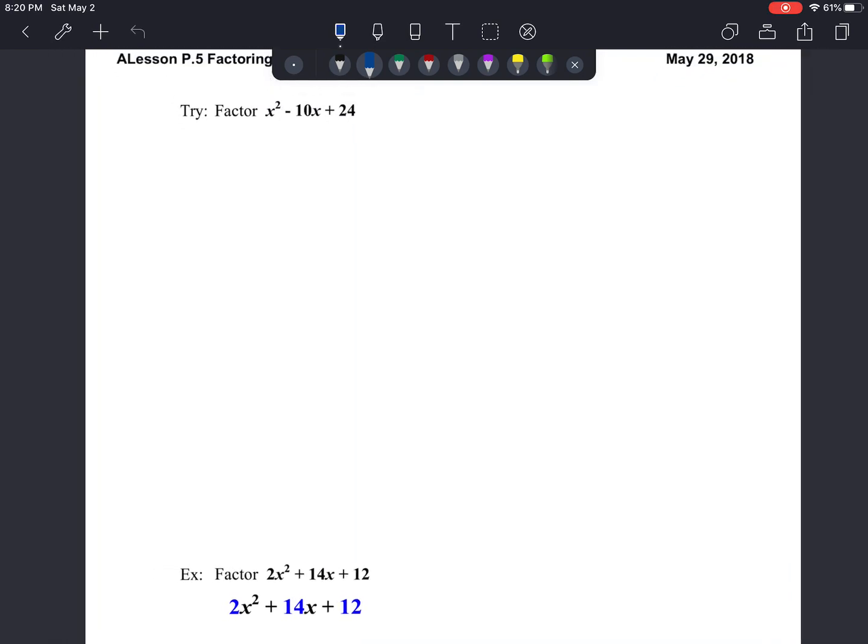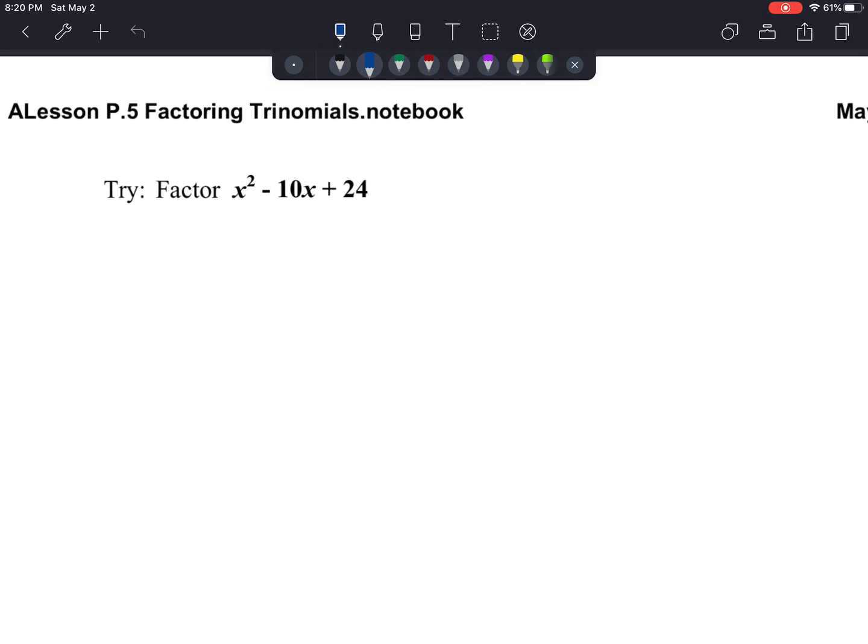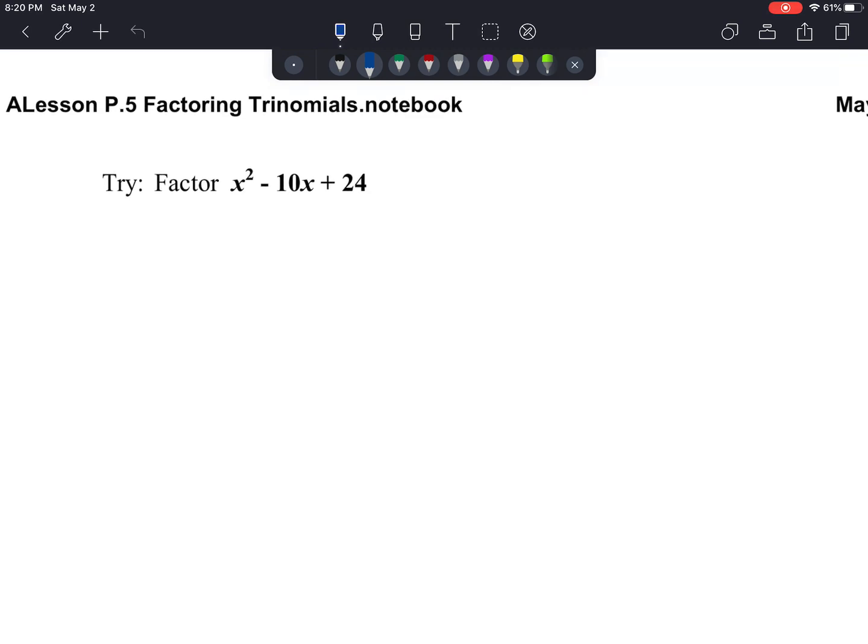Okay, I'm going to come back and I'm going to give you the answer to this try right here, x squared minus 10x plus 24, and then we're going to incorporate greatest common factors.